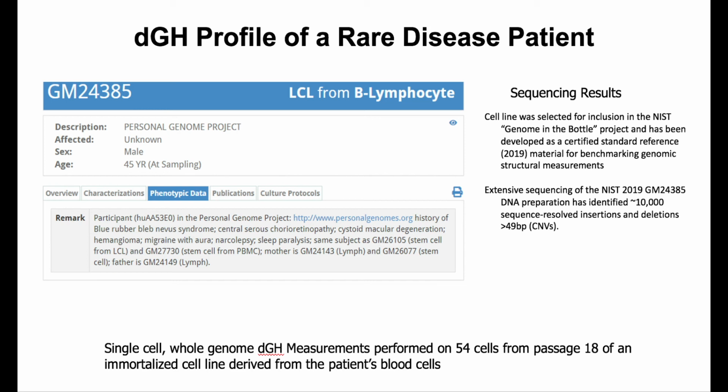I would next like to share with you some representative whole genome screening data. This study is underway as a collaboration with the U.S. government's National Institute of Standards and Technology and involves Coriell cell line GM24385, which is the source of the famous Genome in a Bottle standard so commonly used to qualify sequencing techniques.